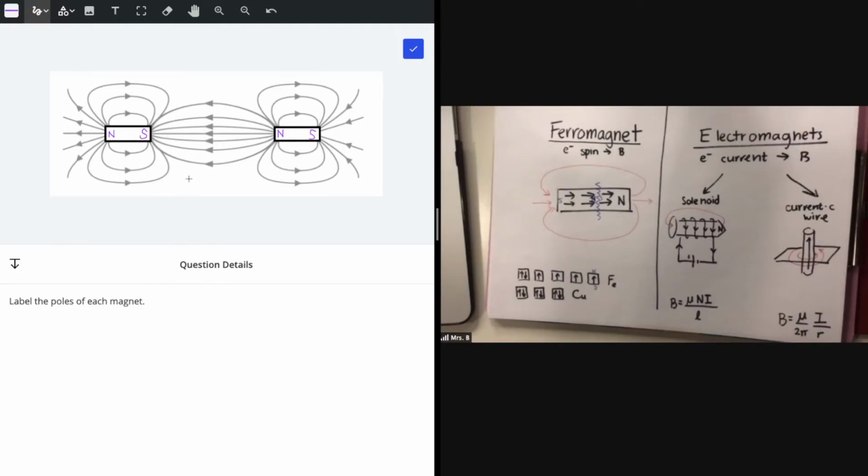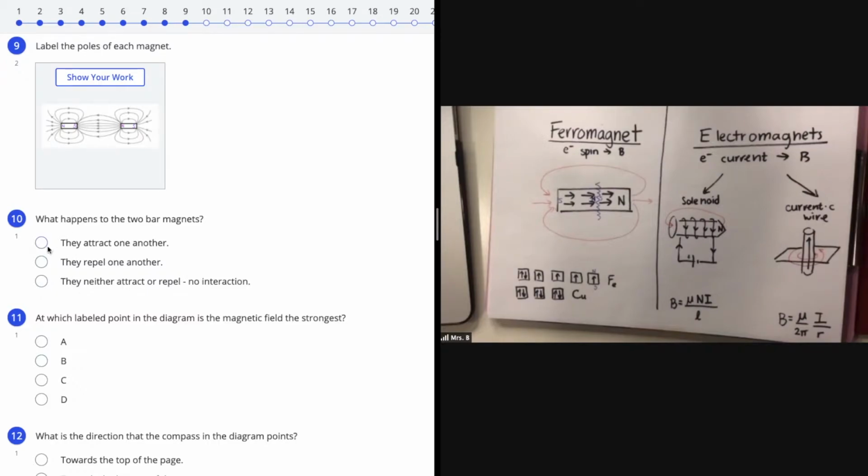And to double check, I know that I've done this right because I see attraction between north and south. Oh, I answered my own question. They attract each other because opposites attract.